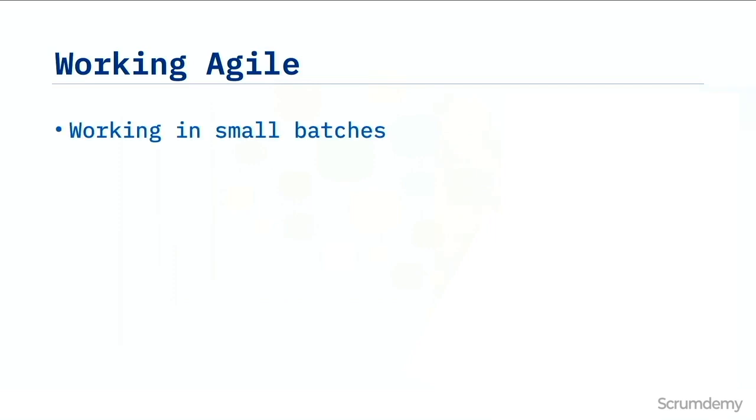First, you want to work in small batches. We get this from lean manufacturing. You don't want to make a big batch of something and then find out that you did it wrong, because that's a lot of waste having to go back and change it.